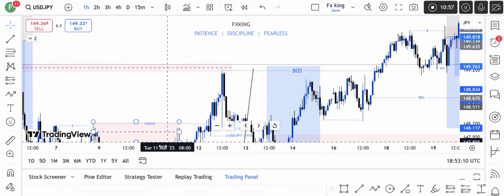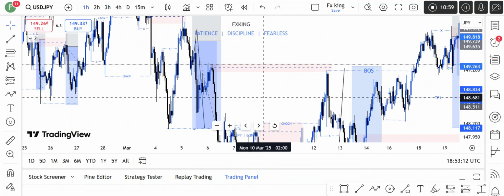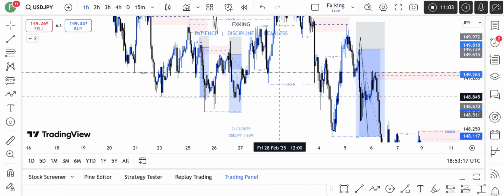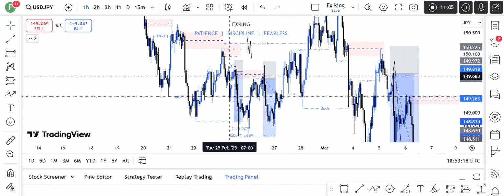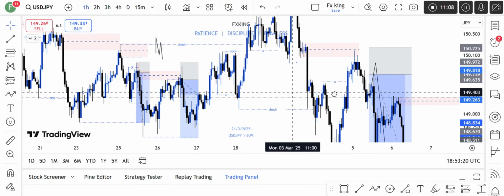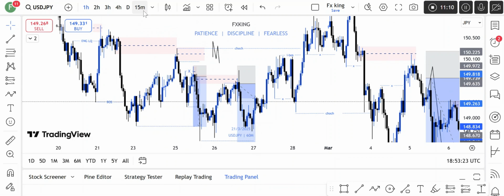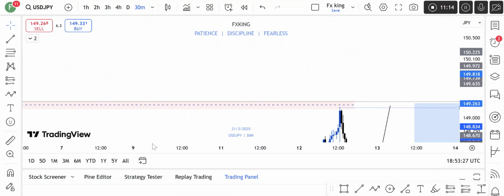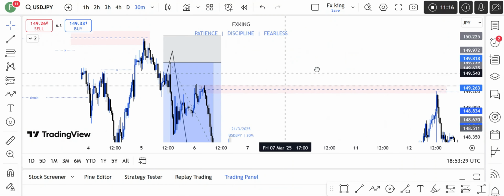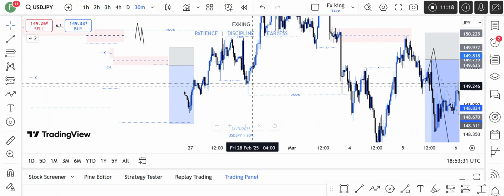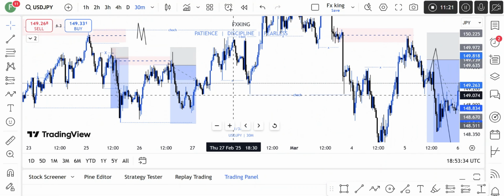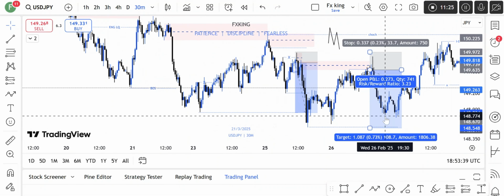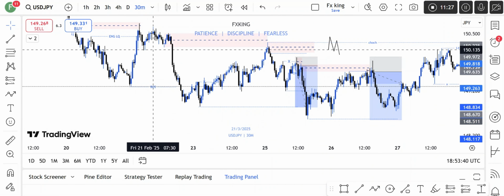So let me show you a typical example of how this type of entry works. I think this is a good one. No, these are good entries I had here. Okay, here, look at this high.